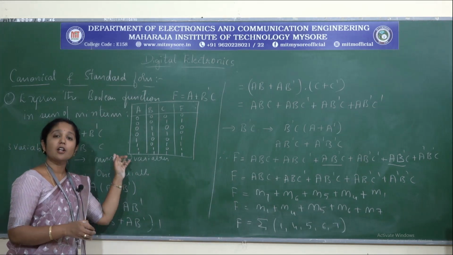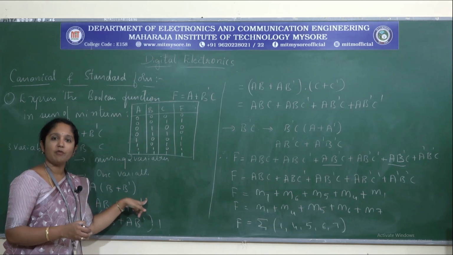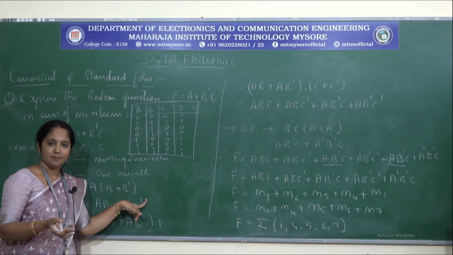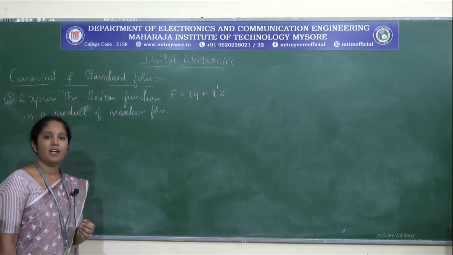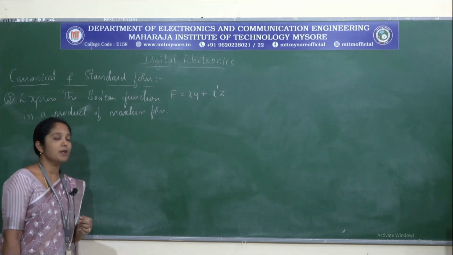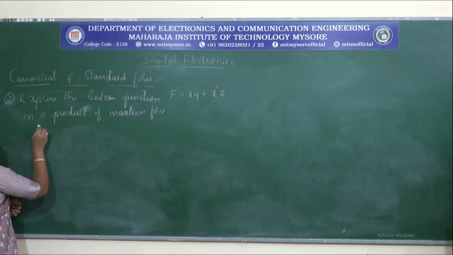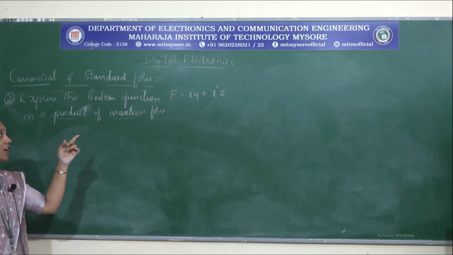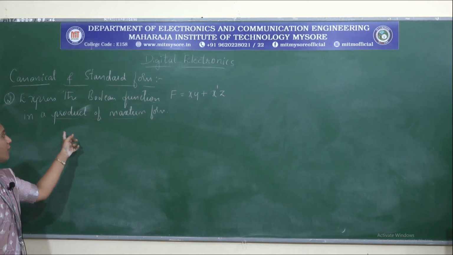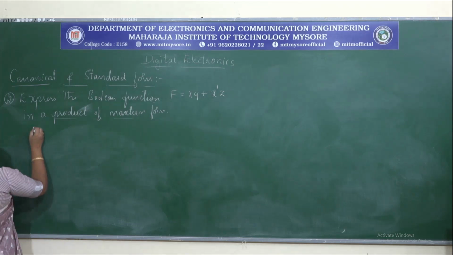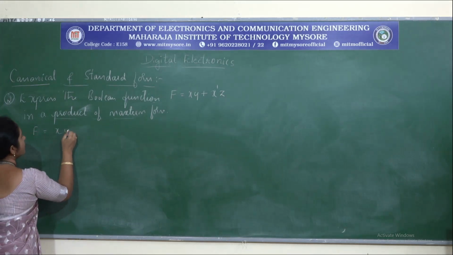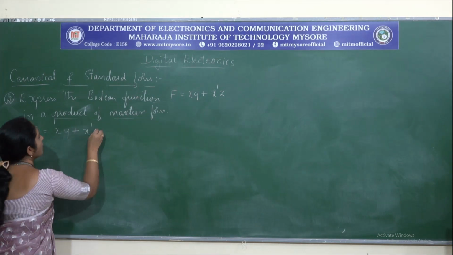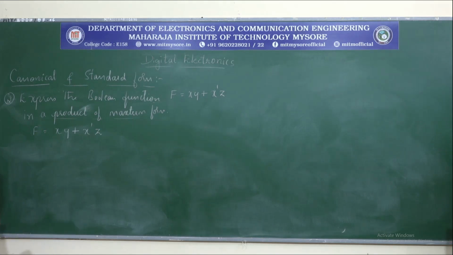Now let us consider canonical POS form. This is an example for canonical SOP. Now let me take another example for canonical POS. Next example we have is f is equal to xy plus x dash z. So here we need to express it as a product of max terms, but given is a min term. So let us transform this into the product of max terms before we could convert into canonical.